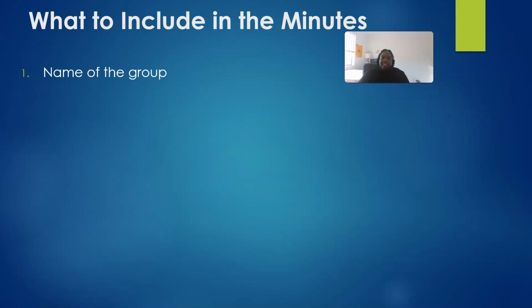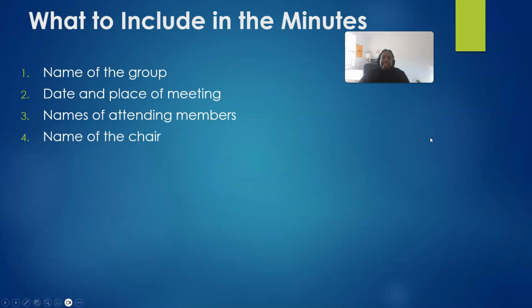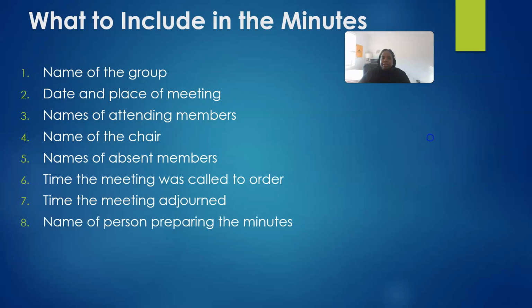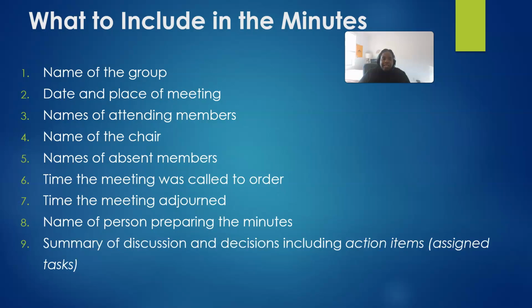What to include in the minutes? The name of the group, date and place of the meeting, names of the team members, names of the chairs, who was in charge of the meeting, names of absent members, time the meeting was called to order, time the meeting was adjourned, name of the person who prepared the minutes, of course, giving credit to the person who prepared the minutes, and summary of discussion and decisions, including action items or assigned tasks.